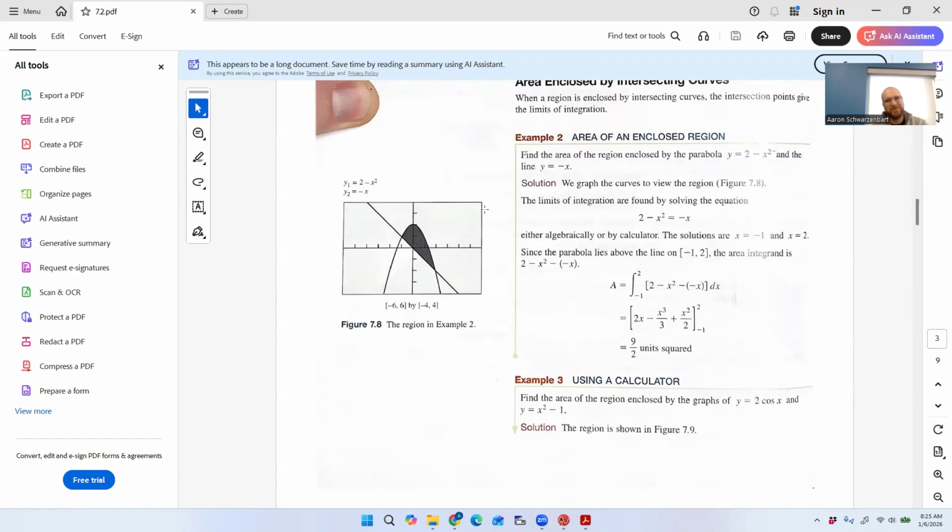So this one, the first step here is finding where these intersect. Sure, you could graph them and find the intersection. You can also set them equal, and that's a parabola, right? Let's move everything this way. So plus x squared. So x equals -1 and 2.